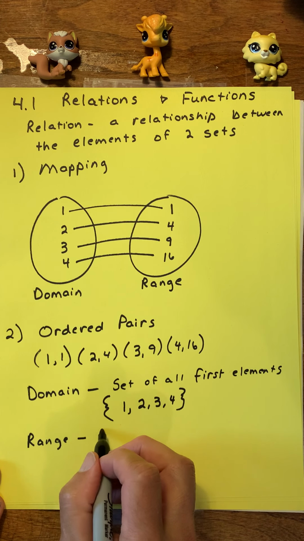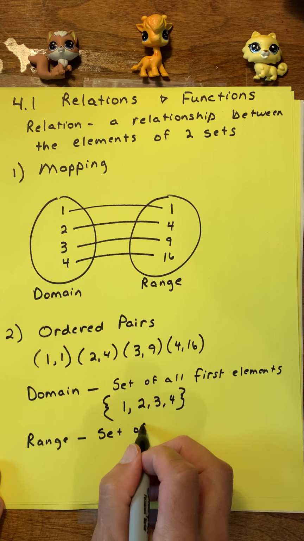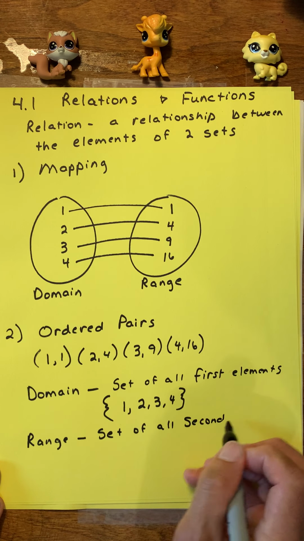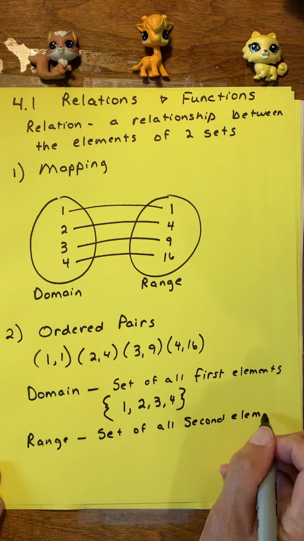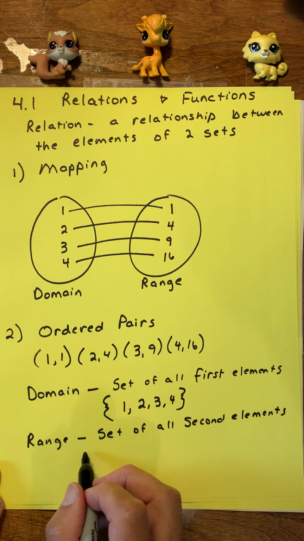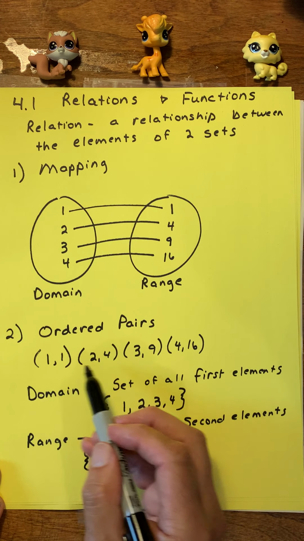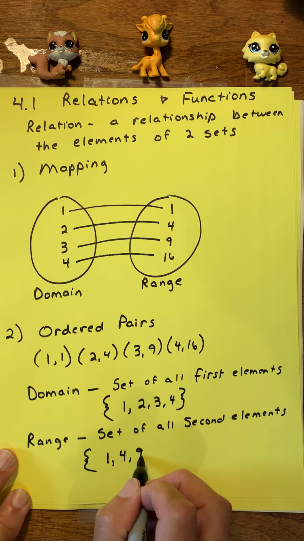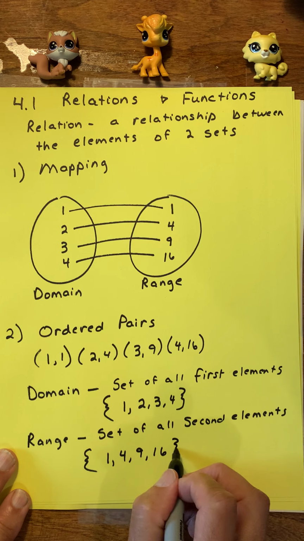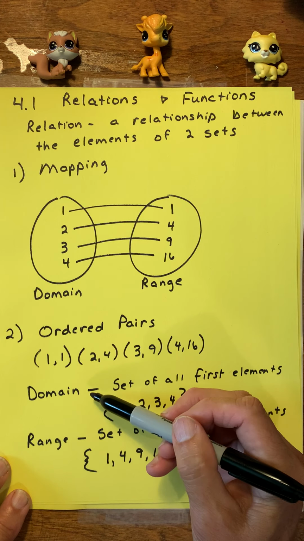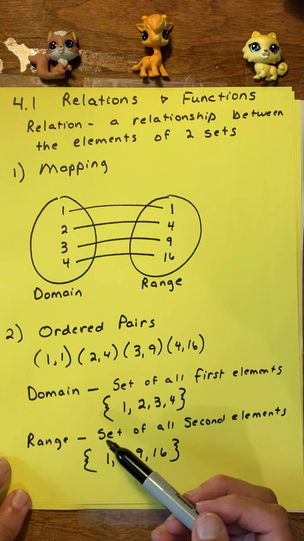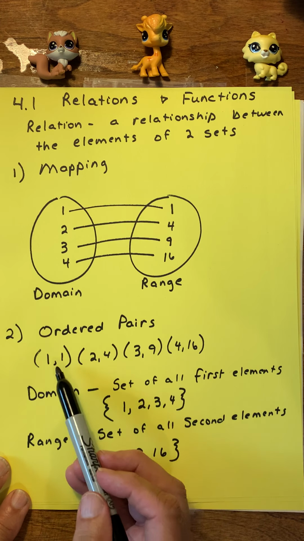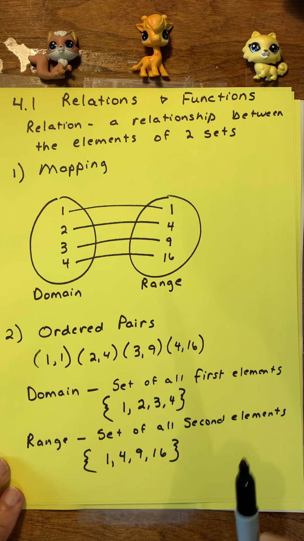The range, likewise, is the set of all second elements. 1, 4, 9, and 16. So on tests, you will be given a group of ordered pairs and asked to recognize the domain and the range. No problem. The domain is simply all the first elements. The range is simply all the second elements.